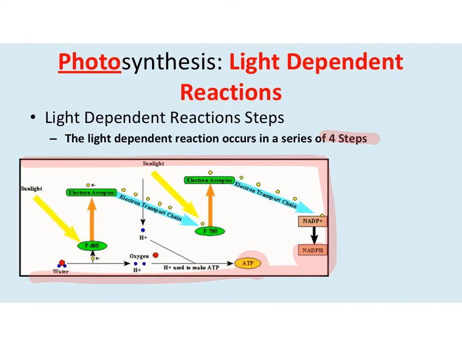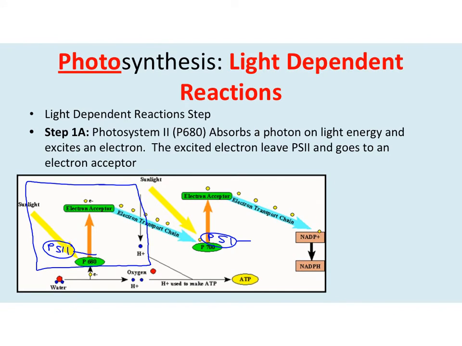So how do these 4 steps make energy? Well, the first step is photosystem 2. That's what we have down here. That's just the name of it. It's called photosystem 2, and the other one over here is called photosystem 1.